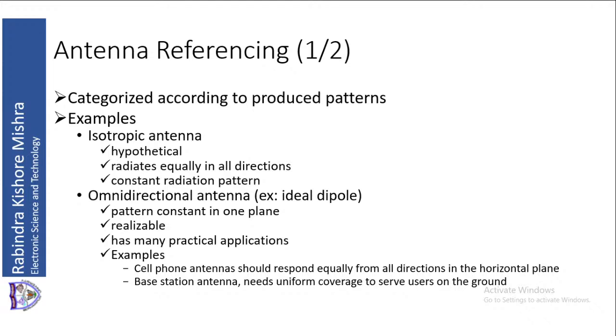So this is one antenna. Cell phone antennas should respond equally from all directions in the horizontal plane. Similarly, a base station antenna has to cover the area completely around it. It cannot cover the area only in a particular direction. Therefore, base station antennas are also examples of omnidirectional antennas. You cannot say that they are dipoles or ideal dipole antennas, but they are omnidirectional antennas. So this is one part.